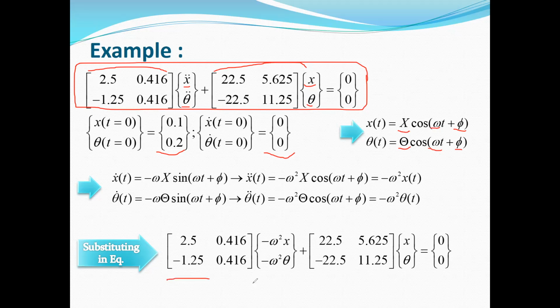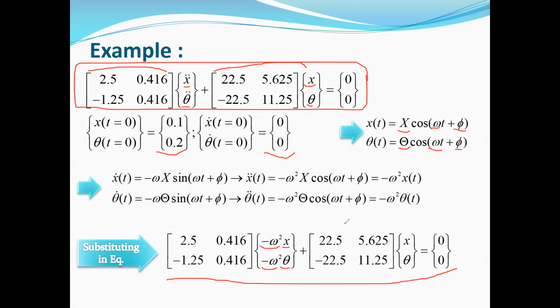So this is the equation after substituting x and theta. We will have minus omega squared multiplied by x, and for theta double dot we will have minus omega squared times theta. In the first week, I explained that this is the characteristic of harmonic motions. If you find the acceleration of a harmonic displacement, the acceleration is equal to minus omega squared times the harmonic displacement. So here we can factor x and theta from this term.